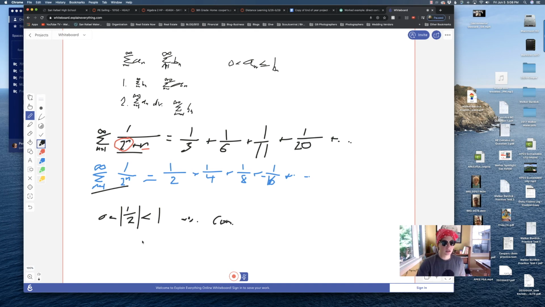Now, we'll call 1 over 2 to the n the larger series, because just from looking at these, you can tell this will be larger. So since the larger series, 1 over 2 to the n, converges, the smaller series, 1 over 2 to the n plus n, must also converge, as given in stipulation number 1.